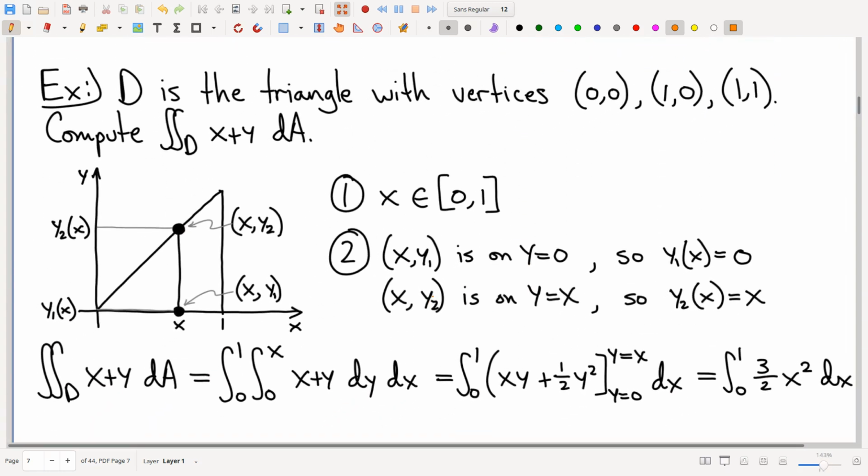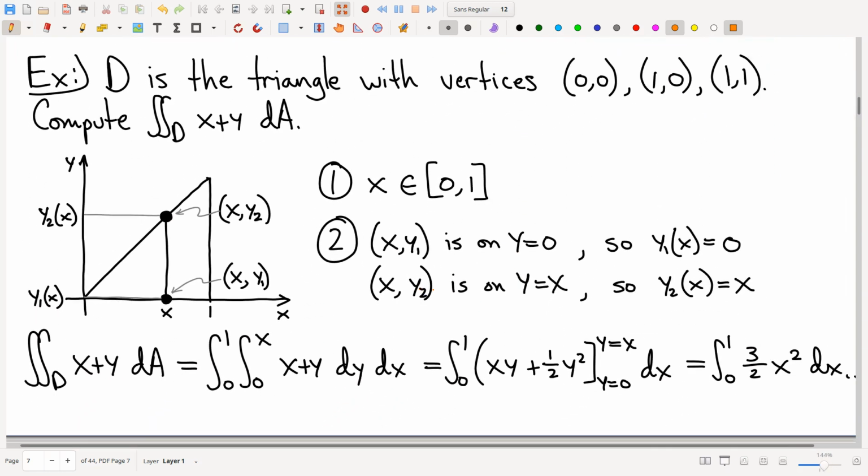Okay, so this first example, I've got this written out in gory detail, more than I expect to actually see on work that y'all will submit. But I think it's good to have the first example be as clear as possible. So here's our domain. It's some triangle. We're being asked to compute this double integral right here.